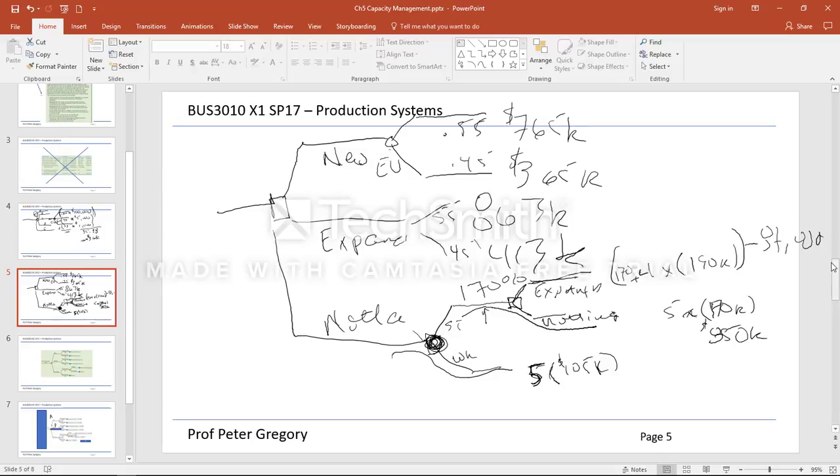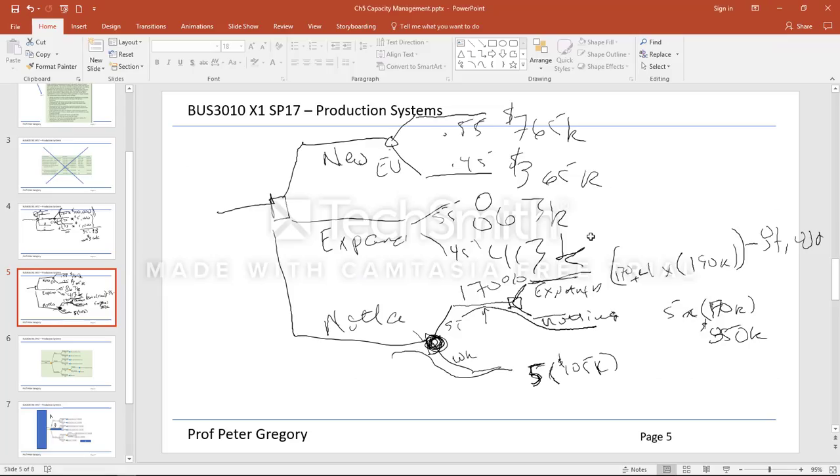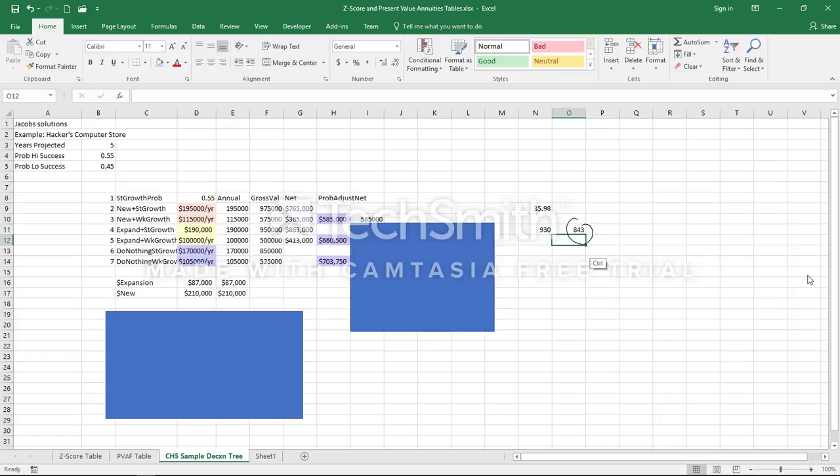Let's go calculate that in Excel. Equals 170 plus 4 times 190. So we're looking at $930,000, but what if we take out 87? Did I do that right? Equals that minus the 87,000 is $843,000. So this interesting path here, where we were successful and had a high growth rate, but then we're analyzing whether we should expand during this year, its value is only worth 843.